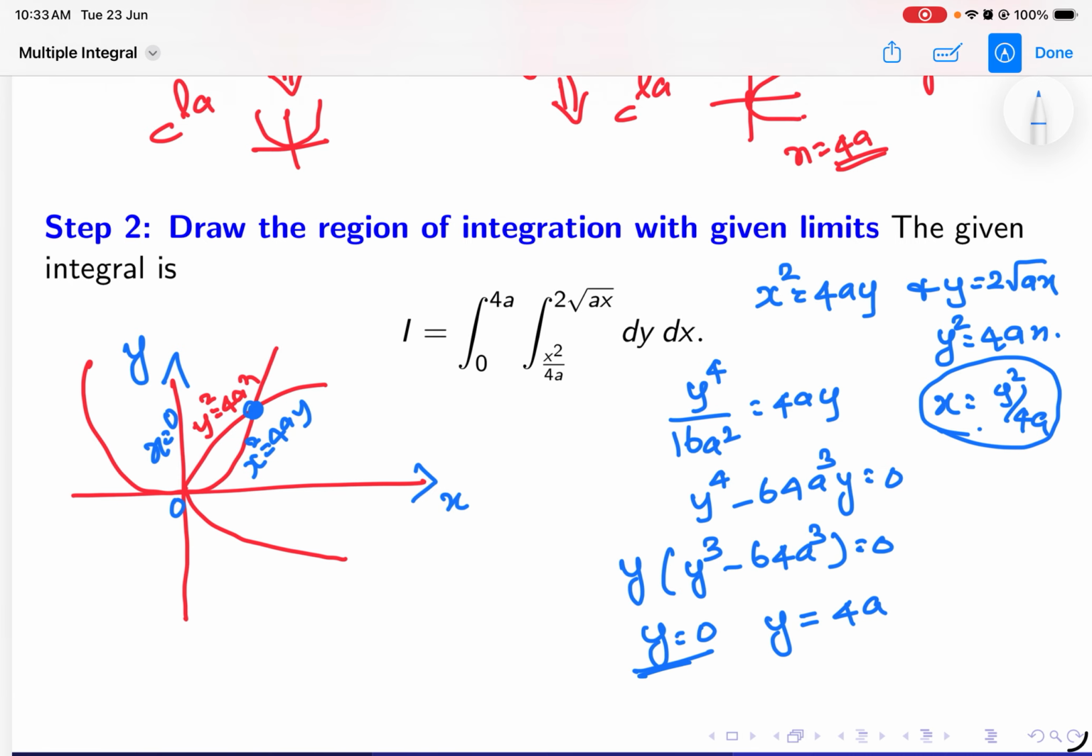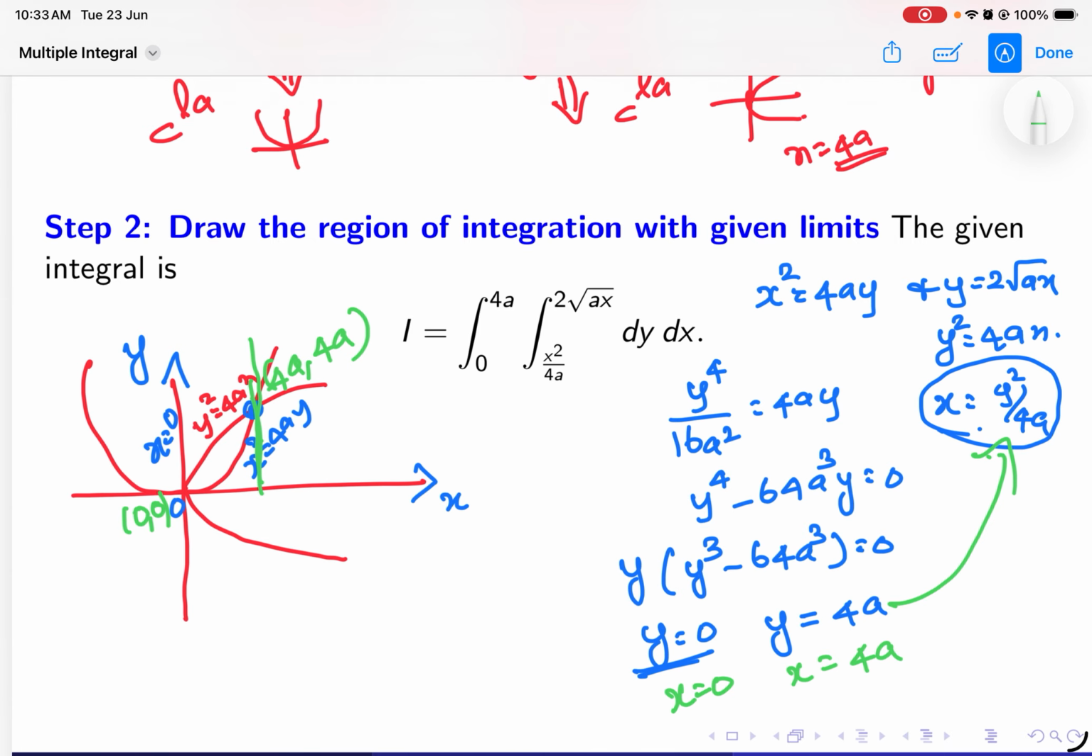Okay. Y is equal to 0 means the corresponding value of x is 0. Y is equal to 4a means the corresponding value of x is 4a. Therefore, the points of intersection of the two parabolas are (0, 0) and (4a, 4a). So you can draw the line here. This is x is equal to 4a. Using this, I am going to find the region of integration.